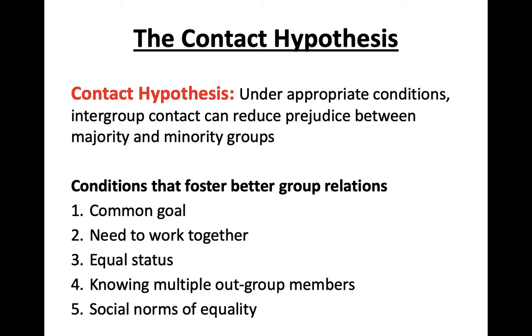The groups need to have equal status. Okay, so group members should be roughly similar in their backgrounds and their characteristics. So whether that's their education, their skill, their wealth, whatever it is, ideally you want roughly equal status in those two things. They need to work together without competing. It works better when members of one group know individually multiple members of the other group, and there are generally social norms that encourage this equality of the two groups. So that's when contact works best.